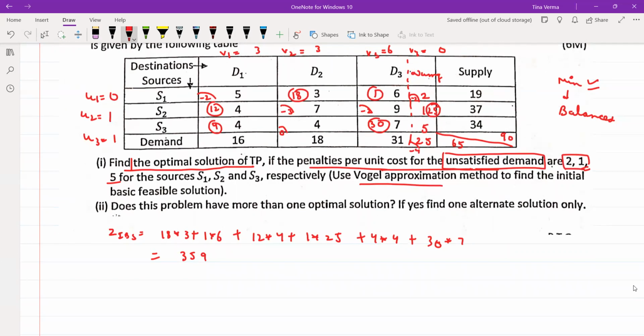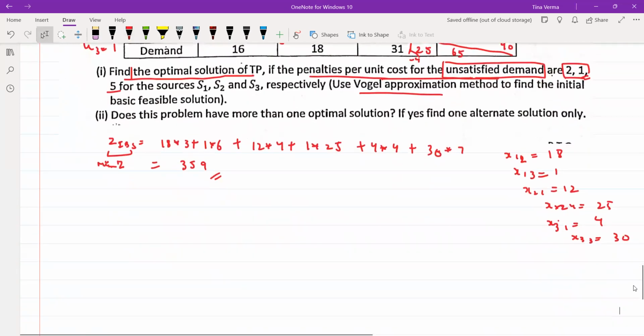-4. That means your all southwest entry, if you see, all are less than equal to 0. That means this is the solution which you have obtained. This is my optimal solution, and this is my minimum value of z. So your optimal solution is x12 is 18, x13 is 1, x21 is your 12, x24 is your 25, x31 is your 4, and x33 is your 30. So this was the solution, and your all our southwest entries are 0.